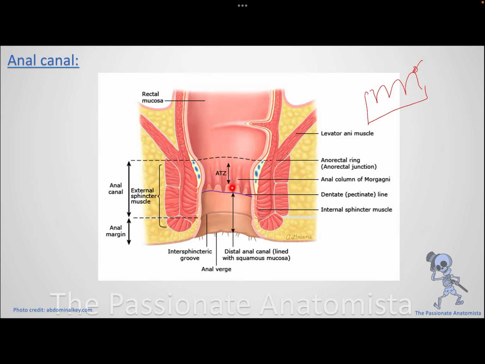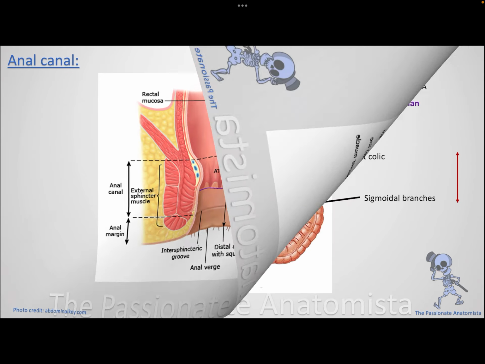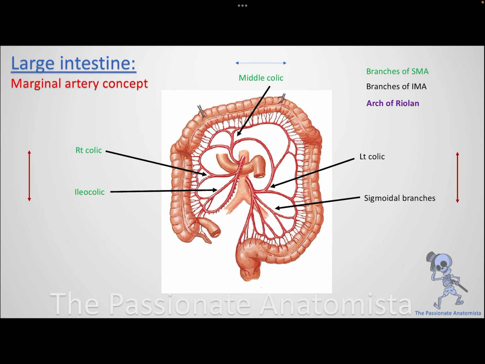In between the columns, we have sinuses. So we have a column, sinus. Why do we have that? Because we have a huge amount of venous plexus in the submucosa, and that causes the mucosal folds to form columns. So these are all columns formed by the rectal venous plexus. We're going to talk about that in more detail.